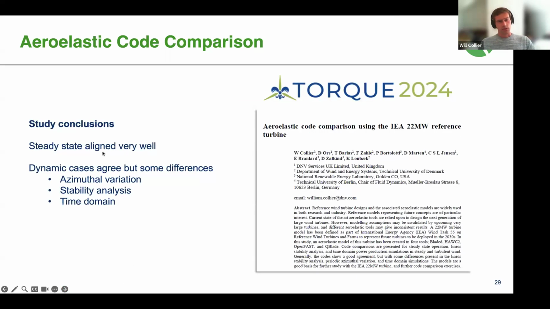So, the study conclusions: the steady state is very well aligned. The dynamic cases generally agree well, but there are some differences that we need to look into a bit more across the more complicated cases like the azimuthal variation, the stability analysis, and the time domain. All of these results were presented at the TORQUE conference, so you can go and look up this paper. If you're desperate for a preprint, you can feel free to get in touch with me, and there's an email address there, but I think that will be released shortly.